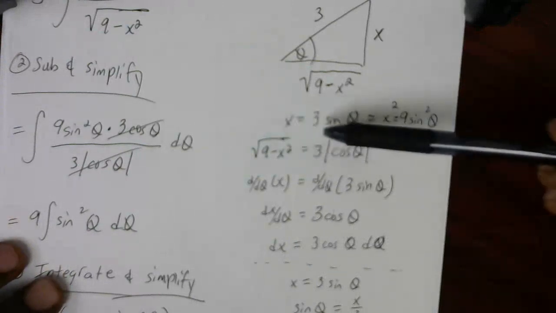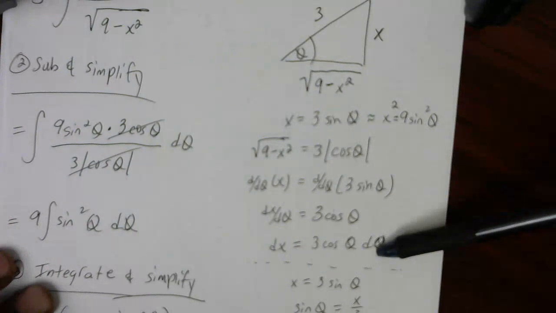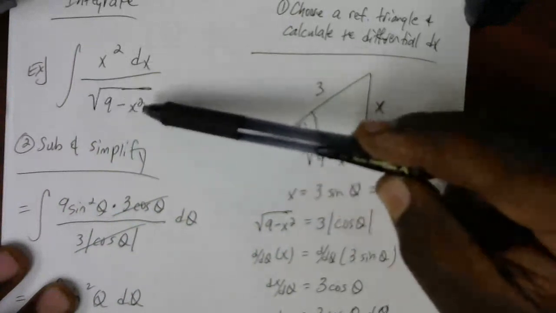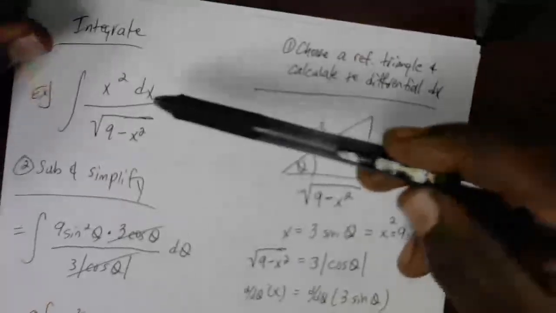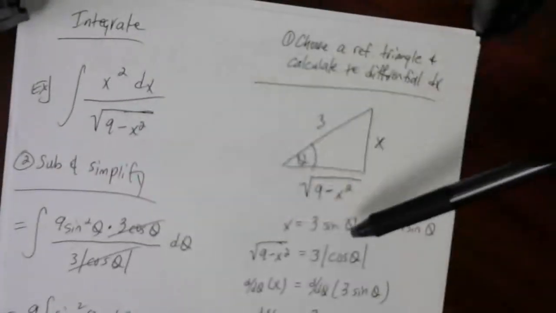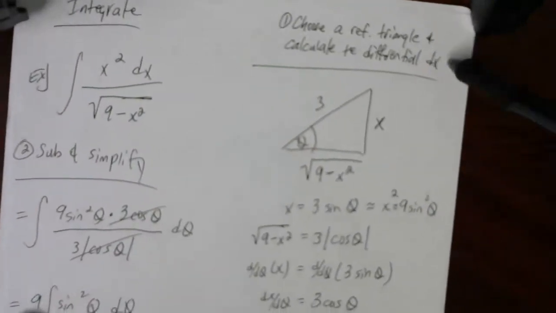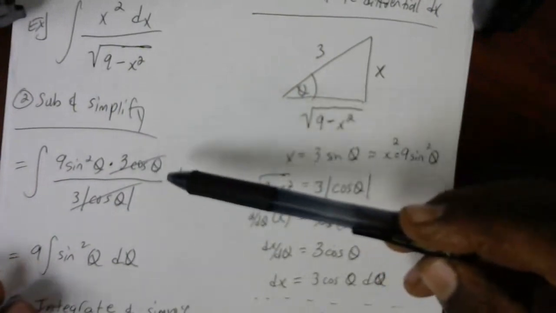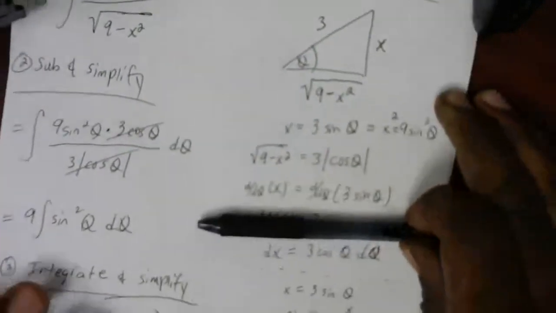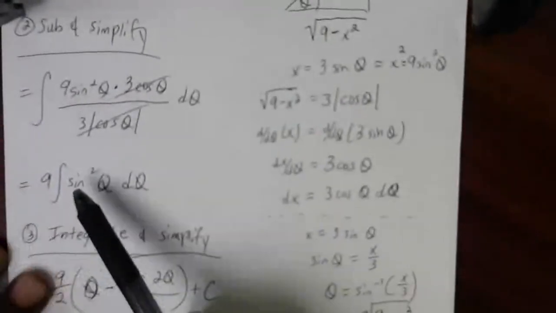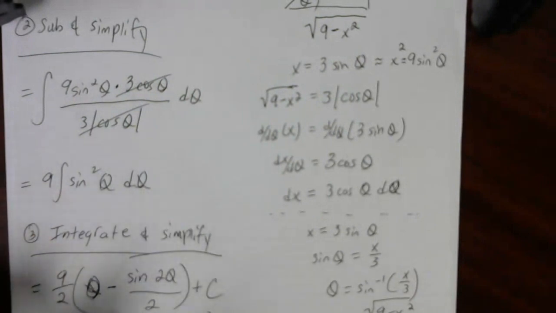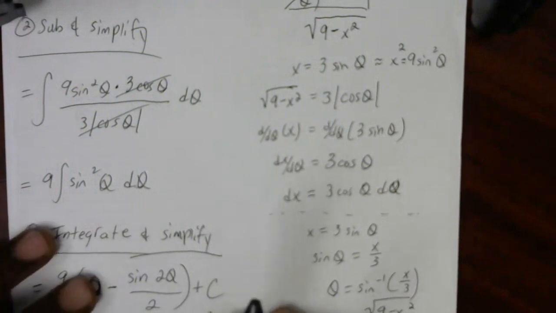Right, we used our x equal to equation. We took the derivative with respect to theta for both sides. We then substituted, right? We had to substitute dx. We had to substitute the square root of 9 minus x squared. And we also had to substitute for x squared. Right, so we had everything we needed in that reference triangle. The next thing we did was we substituted, we simplified, we used the fact to integrate this, right? We used the fact that sine squared was equal to 1/2 x minus 1/2 sine 2x plus c. Right, we simply multiplied that integral by 9.